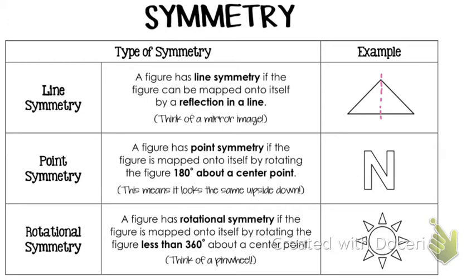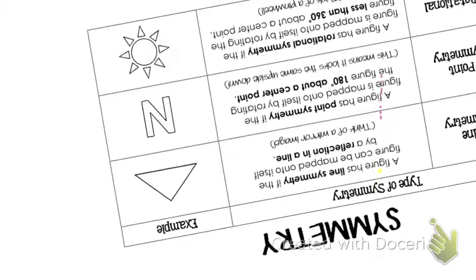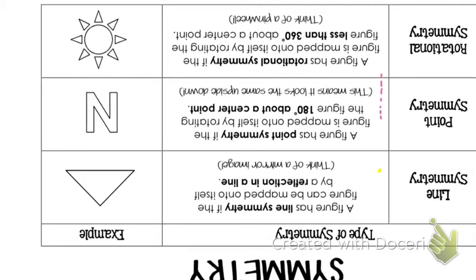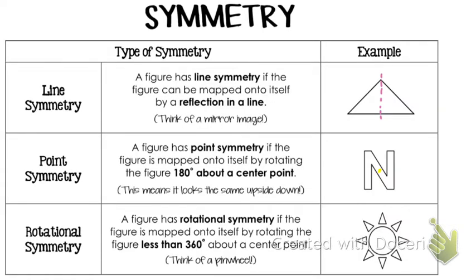Okay, point symmetry. A figure has point symmetry if it's mapped onto itself by rotating the figure 180 degrees around the center point. 180 degrees would basically be flipping it upside down, right? So if I take this point in the middle of this n, and I flip it upside down, is it still an n? Yeah. And so is the sun. Is it still the sun? Yeah. So the n has what we call point symmetry.